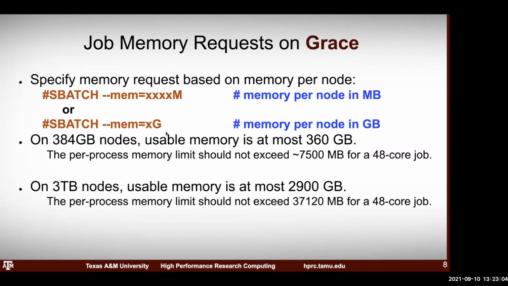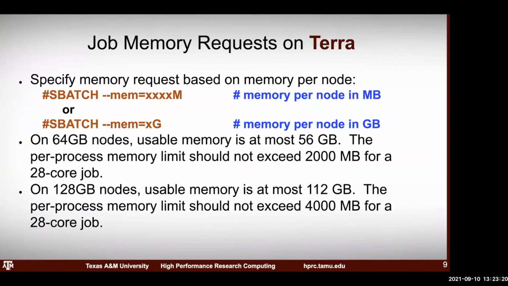So what you're going to want to take away from here is this value right here: the compute nodes on Grace have 384 gigabytes of memory, and the usable memory is 360. So on Grace, this value right here, mem equals, should not exceed 360 gigs.